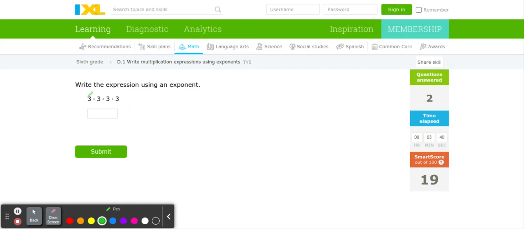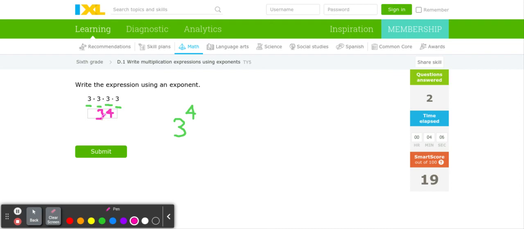So in this case, we have 3. So 3 is the number that's being repeated, and it's being repeated 4 times because we can count and see 1, 2, and 3, and 4. So we know that this is 3 to the power of 4. Now sometimes these numbers are much bigger, so to find it out is not as easy.